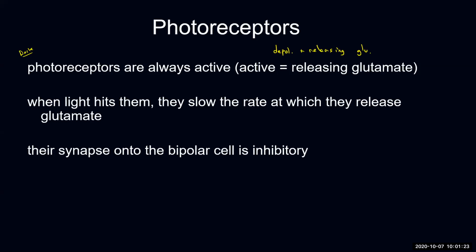Now here's something that is kind of crazy again. Their synapse onto the bipolar cell is inhibitory. So here's my photoreceptor releasing glutamate. Here's my bipolar cell. Okay, so glutamate's being released. Now, what effect does glutamate have on the bipolar cell? One thing I want you to know, hopefully the first thing you're thinking with glutamate, hey, glutamate is the major excitatory neurotransmitter in the brain.